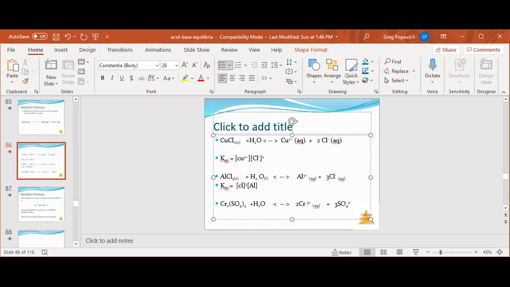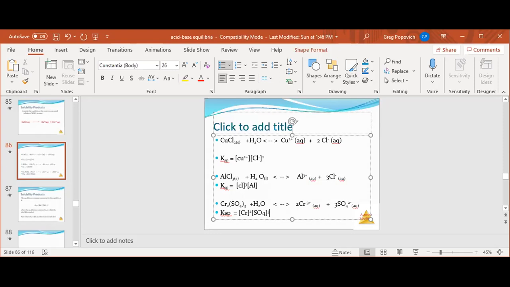So what is the equilibrium expression, the Ksp, for this going to be? So Cr to the second power times SO4 to the third power. Exactly. Any more questions, ladies and gentlemen?